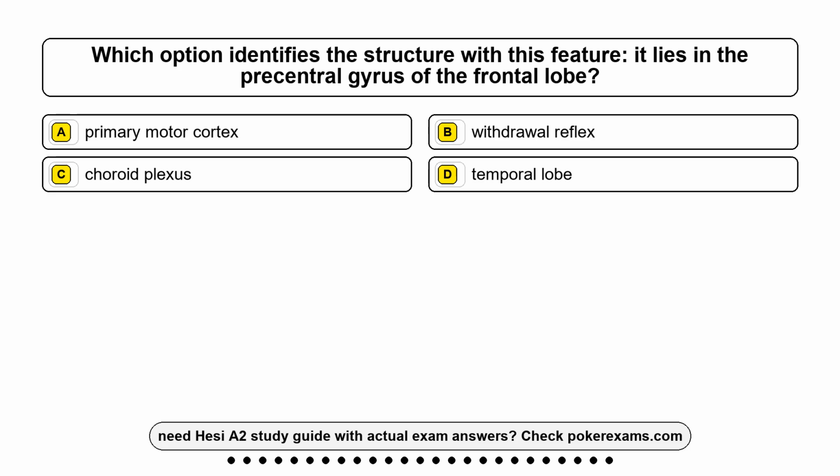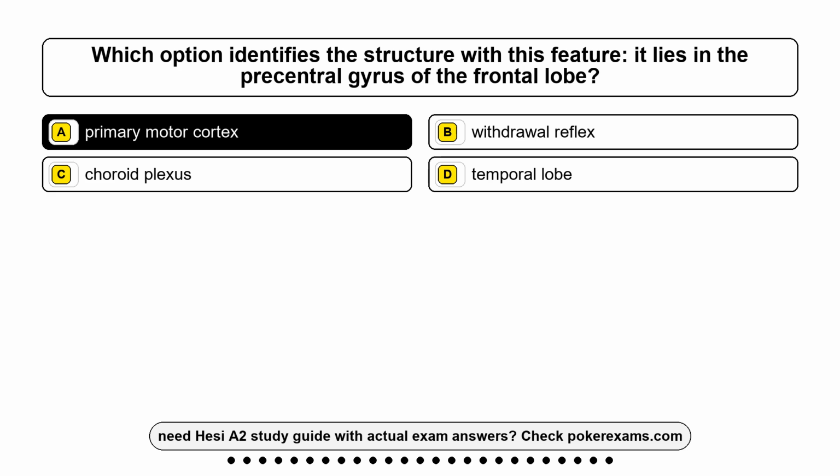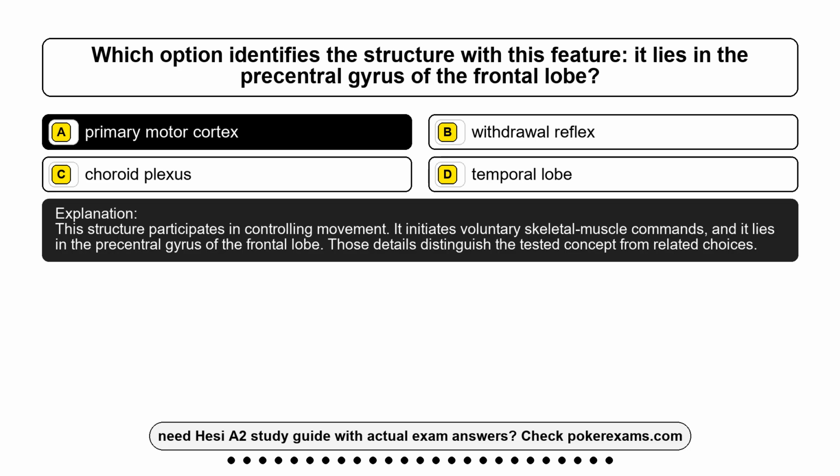Question 11. Which option identifies the structure with this feature? It lies in the precentral gyrus of the frontal lobe. Option A, primary motor cortex. Option B, withdrawal reflex. Option C, choroid plexus. Option D, temporal lobe. The correct answer is option A, primary motor cortex. This structure participates in controlling movement. It initiates voluntary skeletal muscle commands, and it lies in the precentral gyrus of the frontal lobe. Those details distinguish the tested concept from related choices.